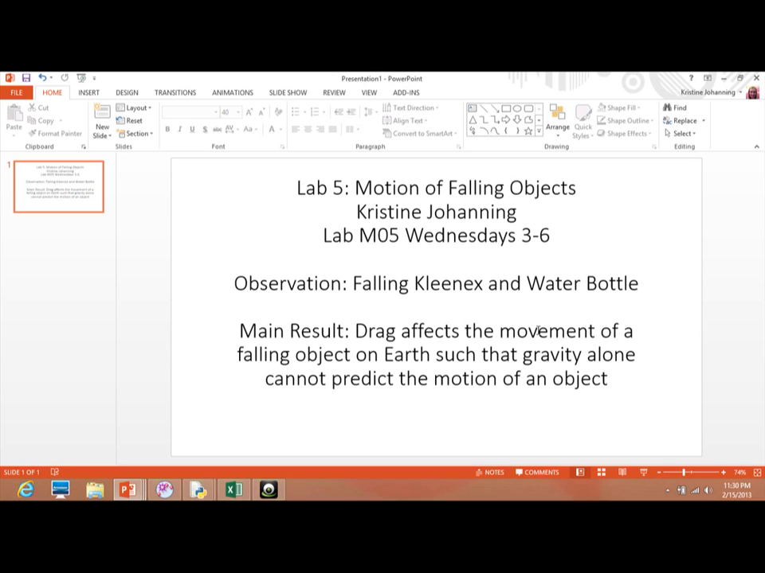This is Christine Johning in Lab M05 with my Lab 5 Motion of Falling Objects report. I made an observation. I took a video of a Kleenex falling and a water bottle falling. I modeled it and found that the main result was that the drag affects the movement of a falling object on Earth, such that gravity alone cannot predict the motion of the object.